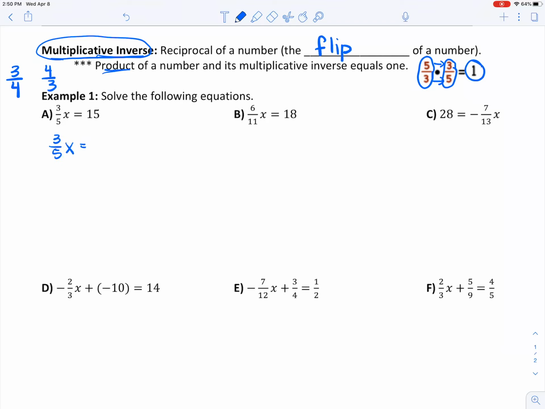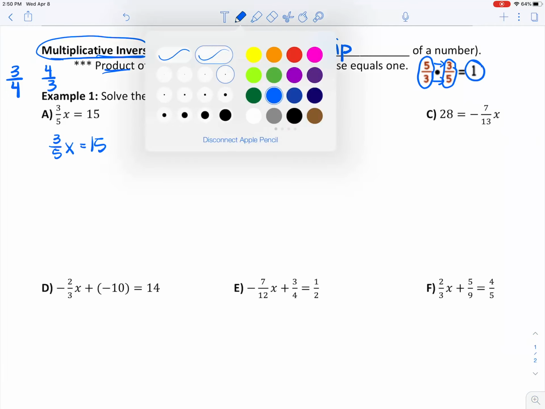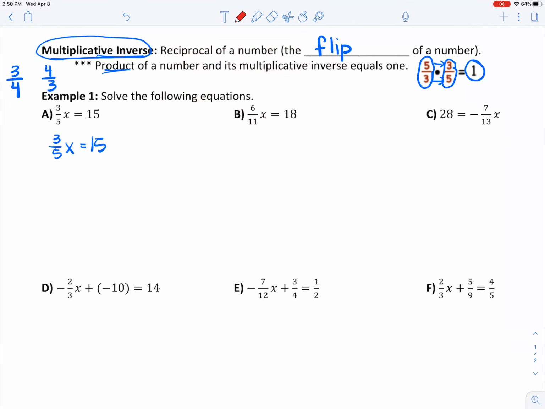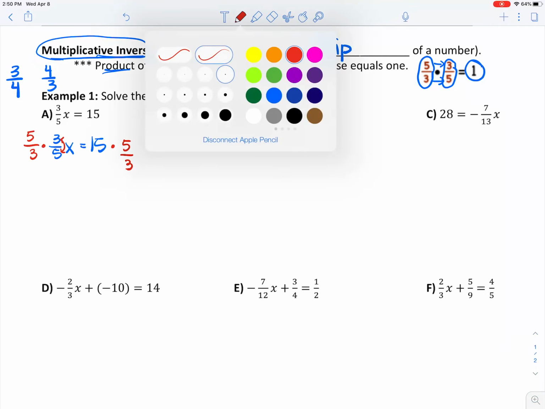So if I were to rewrite this equation, just so that I have some space to work, now I'm going to take the fraction 3 over 5, and I'm going to multiply on both sides by the flip of this fraction, the multiplicative inverse. So the flip of 3 over 5 is 5 over 3. So I need to multiply both sides by that, 5 over 3.